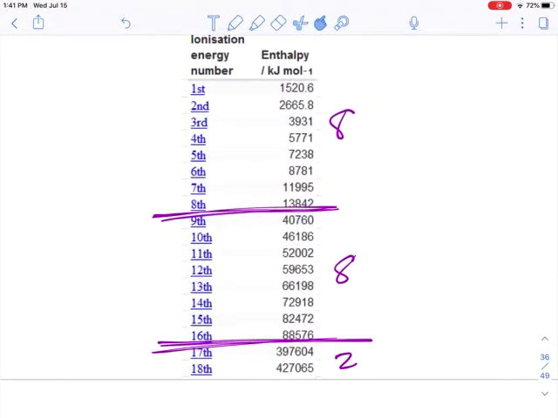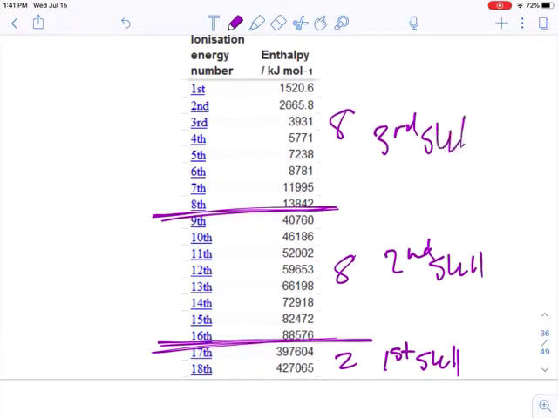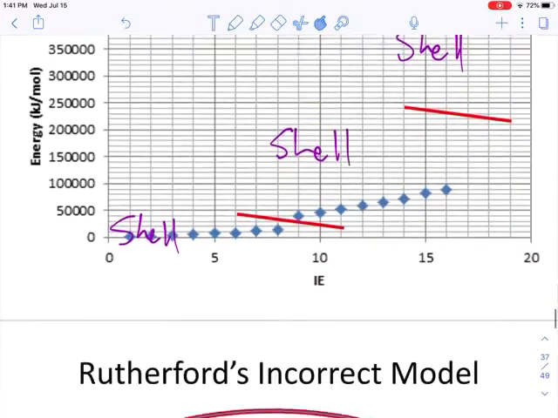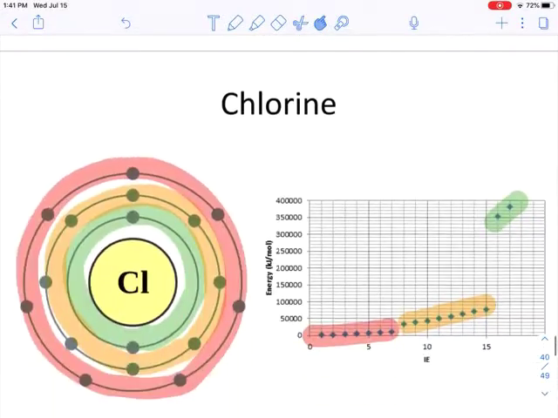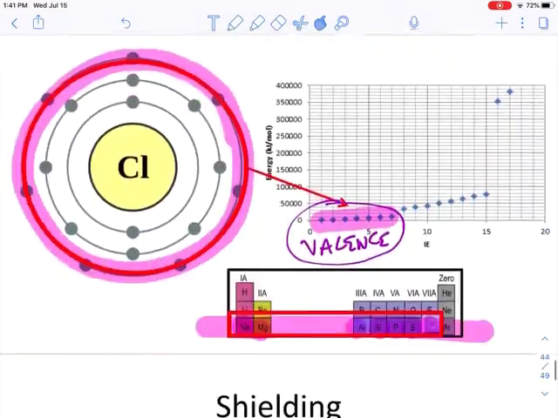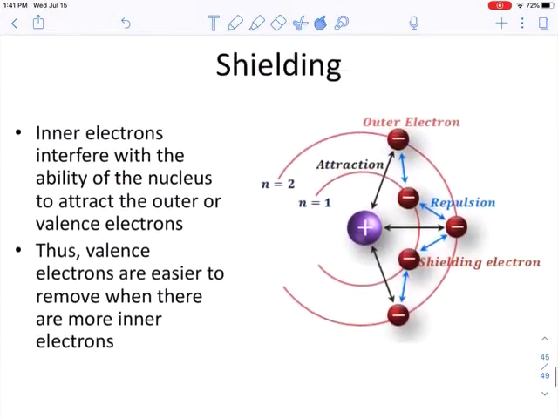Taking a look at the first 18 where things are nice and neat and regular, this is your first shell that has 2. This is your second shell that has 8, and this is your third shell here that has 8 as well. All right? So what kind of problems are you going to get from this? Well, let's take a look at some of these.